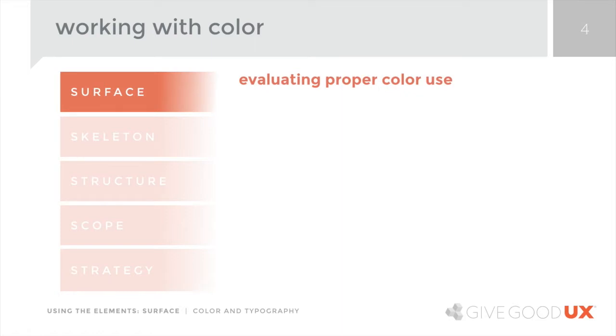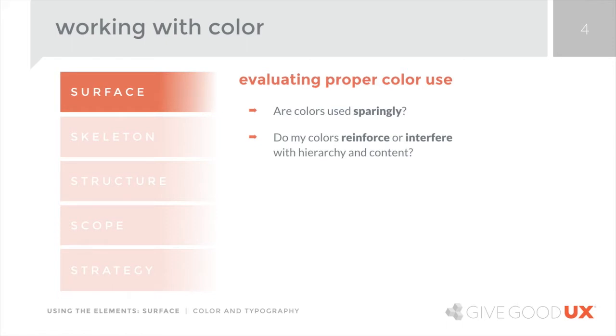So if you're concerned about whether or not you're using color properly, there are some things you can do to evaluate your color use. You can evaluate color in your design by asking these questions. First, are colors used sparingly? Next, do my colors reinforce or interfere with hierarchy and content? Do they make it easier to understand the order of importance, or does it make things more confusing? Is my color scheme used consistently? Once I've established it, is it consistent from screen to screen to screen?